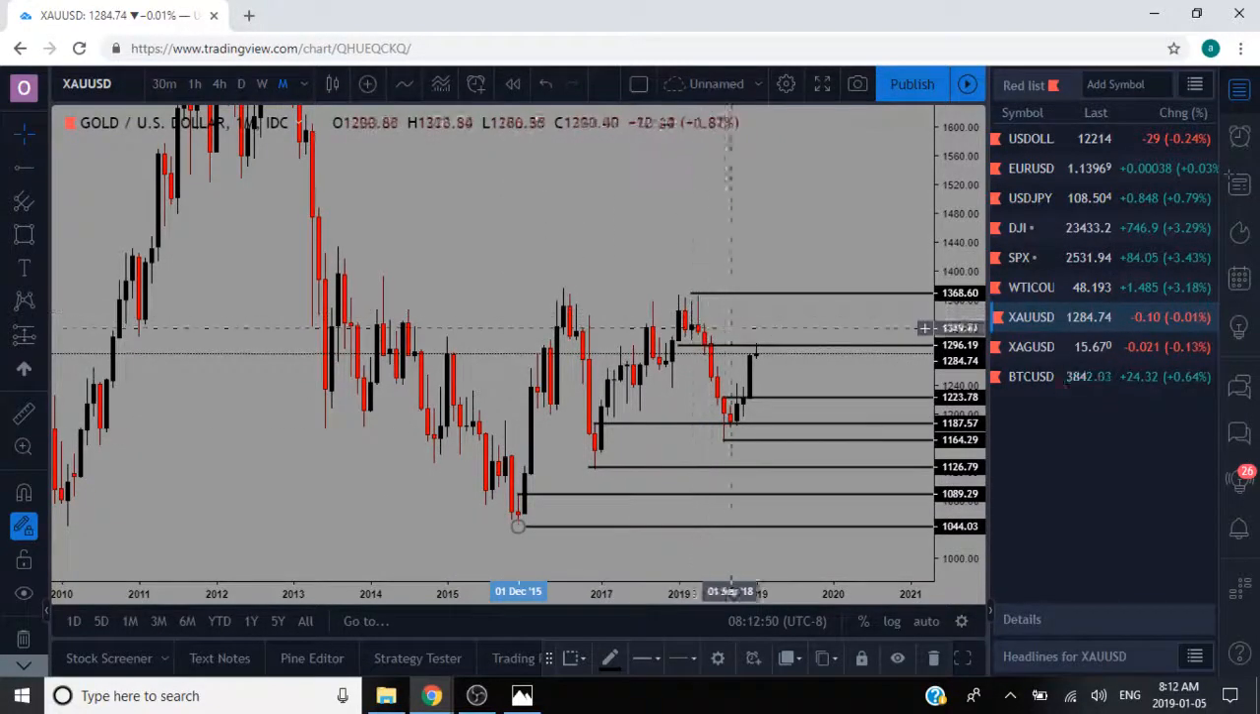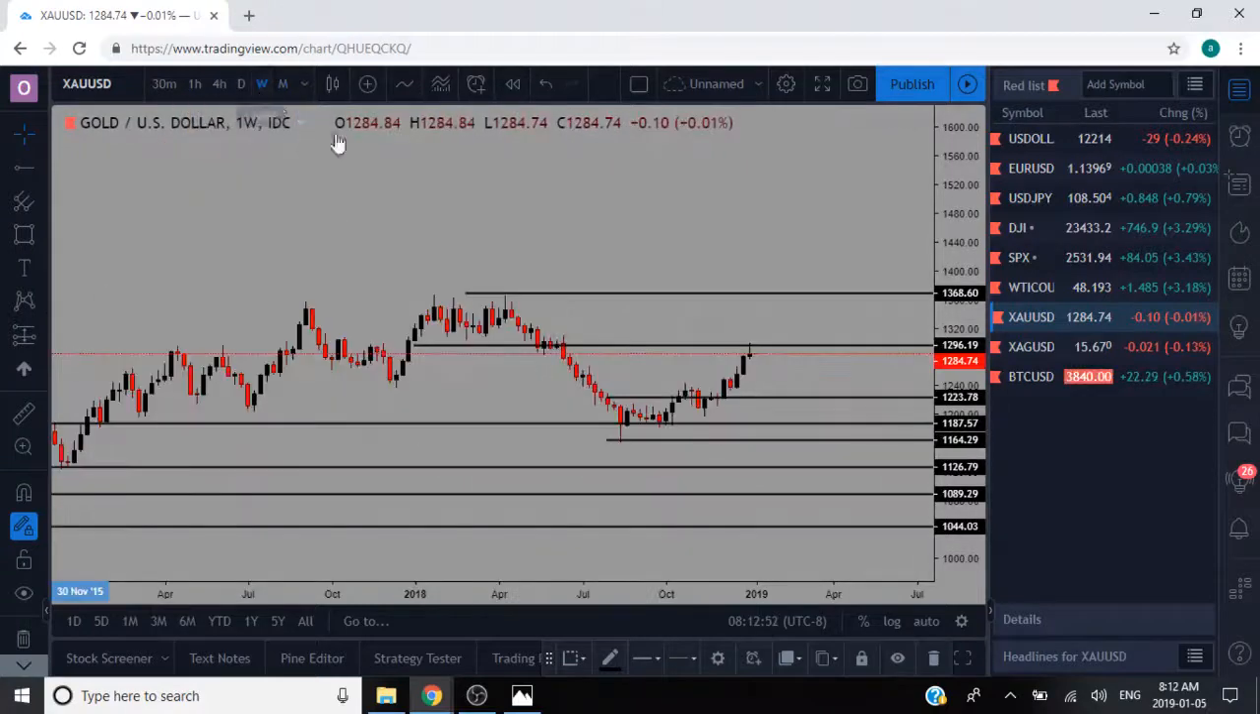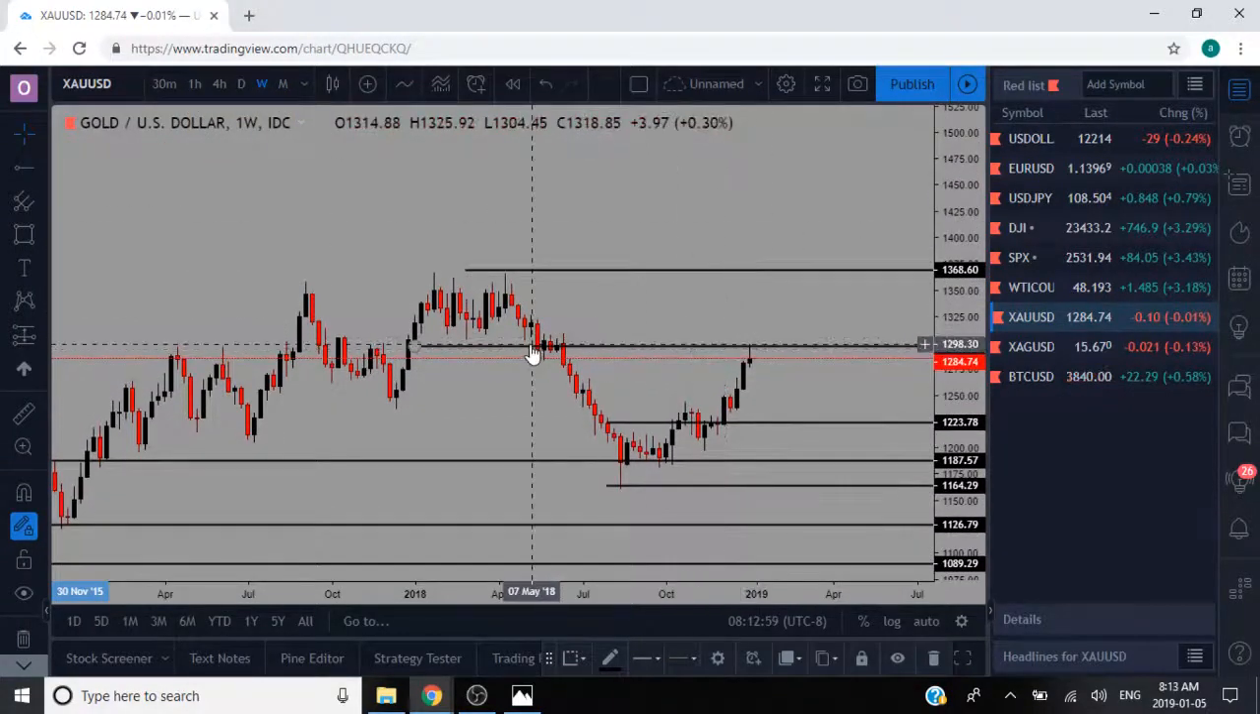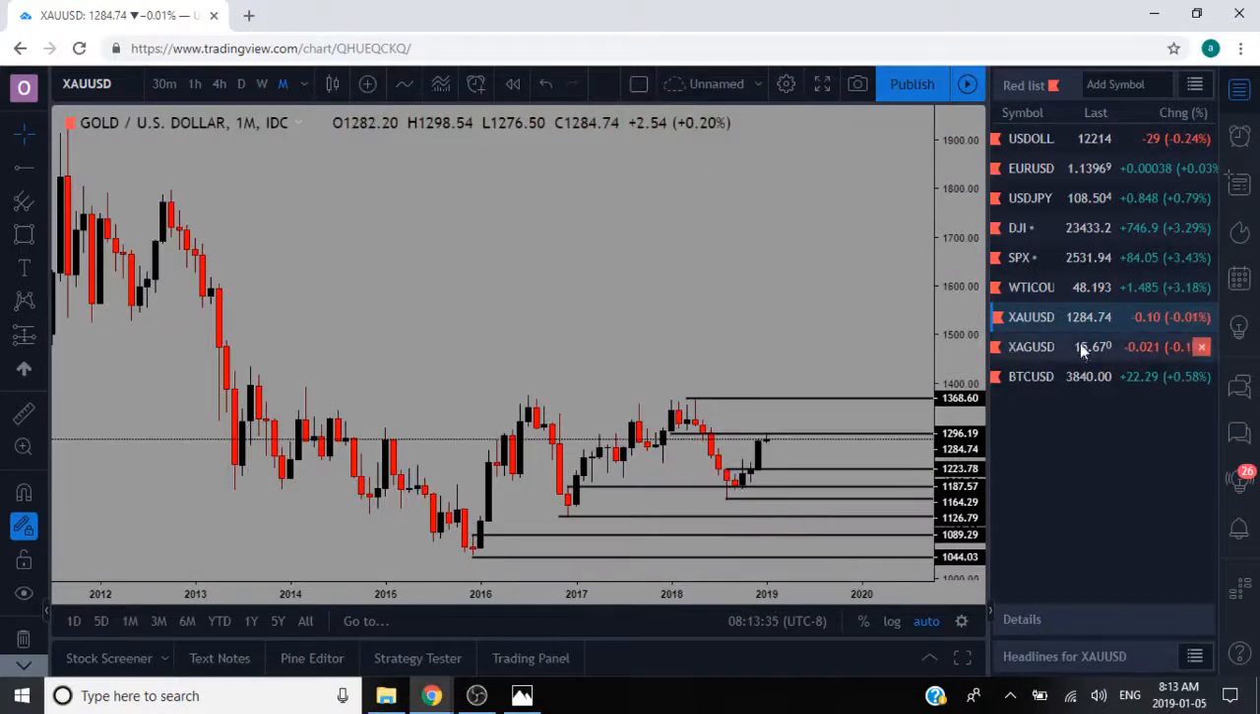And this is the fresh supply right now. We're sitting in that fresh supply. Maybe the best opportunity right now is to be looking for shorts. Wait for that confirmation. Now let's go to silver.